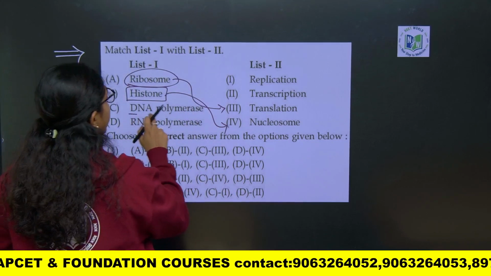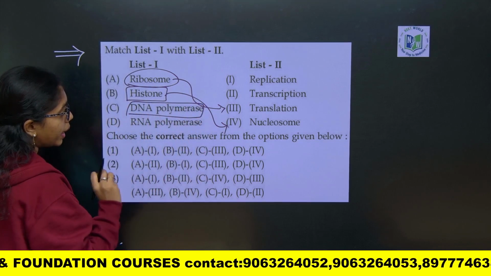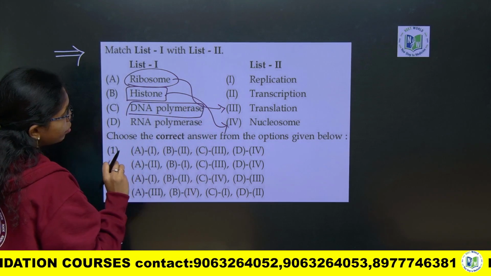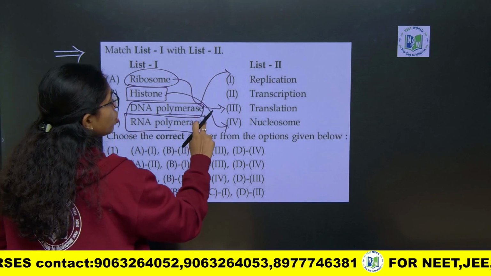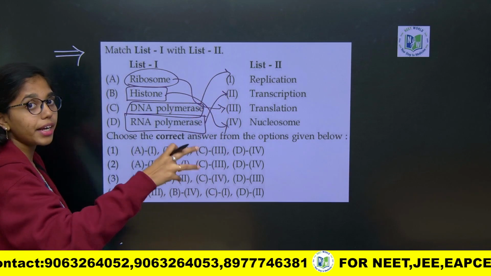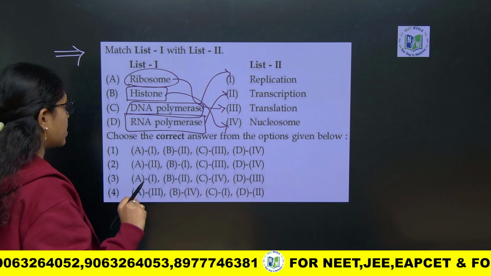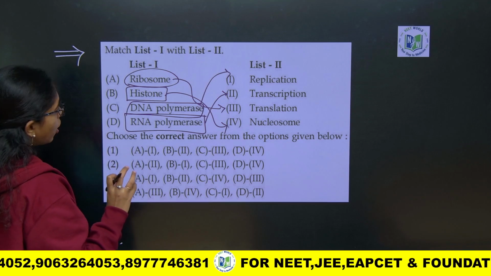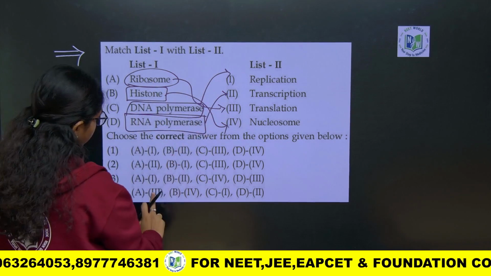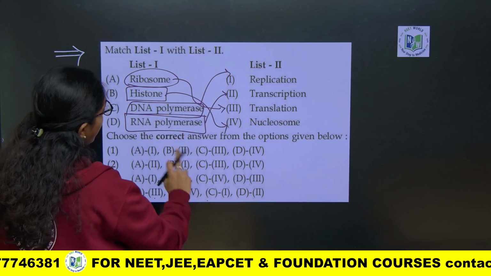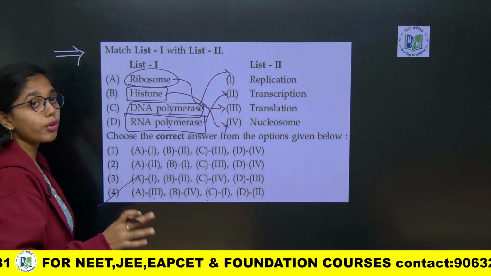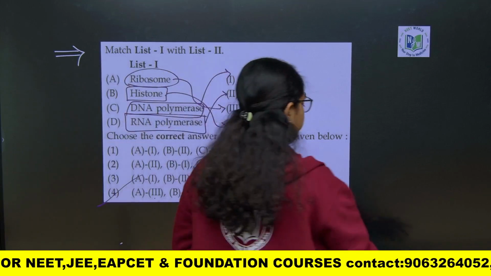Next, DNA polymerase is used in the process of replication. RNA polymerase is used to synthesize mRNA during the process of transcription. So if you clearly look into the options, beta, A is 3, B is 4, C is 1 and D is 2. Option 4 will be the correct answer.